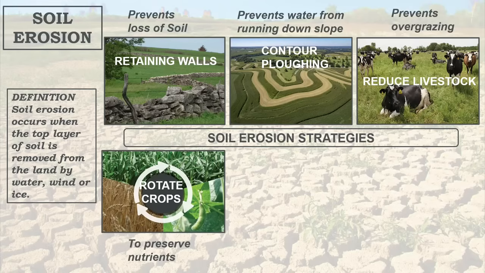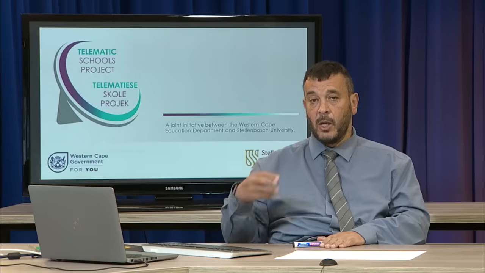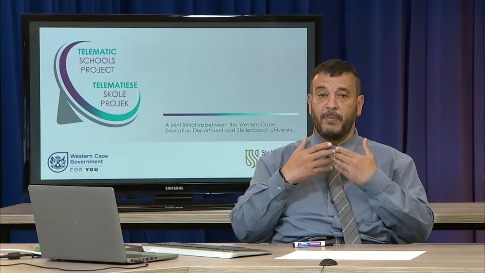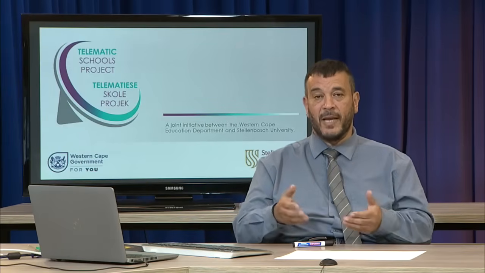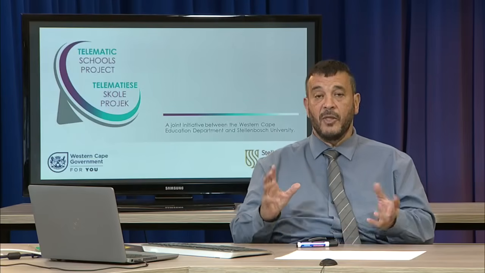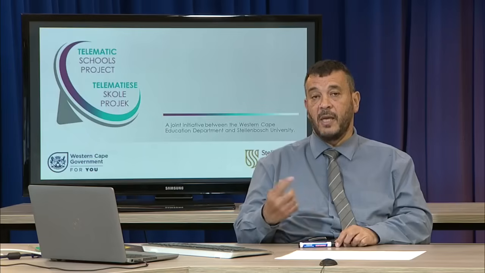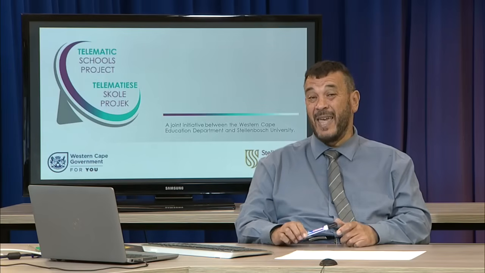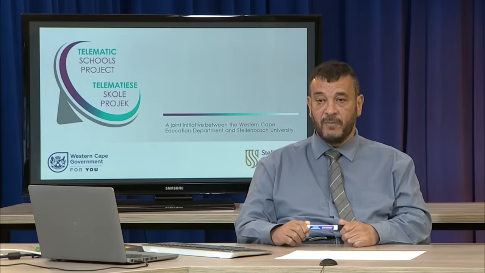We can rotate the crops to preserve nutrients in the soil, because certain crops, for example beans, are what we call nitrogen fixing plants. When we plant beans, they put nutrients back into the soil like nitrogen, and in the following year you can grow wheat or maize or something that uses up the nitrogen again, and in that way we keep the soil fertile and we prevent soil erosion from taking place.